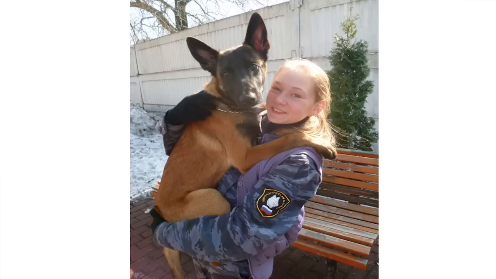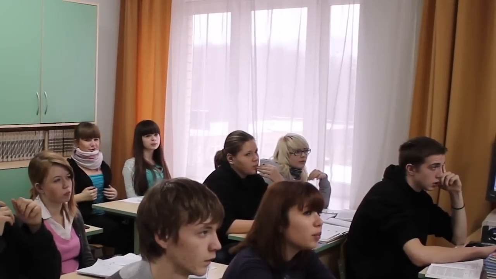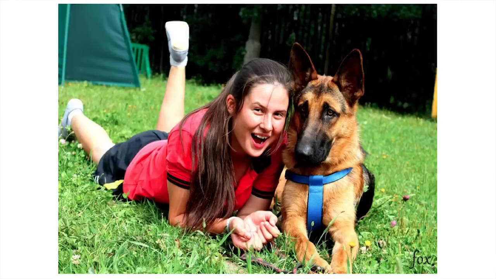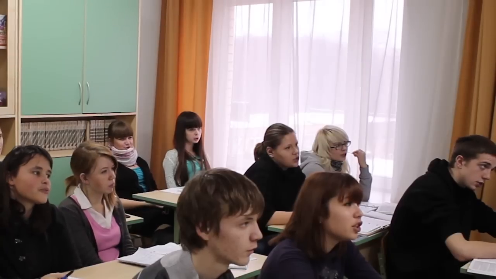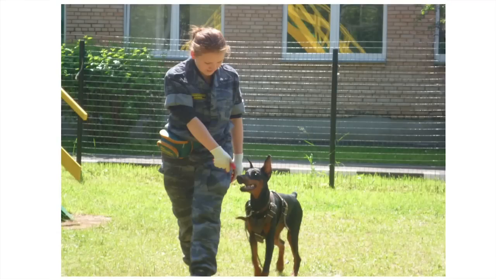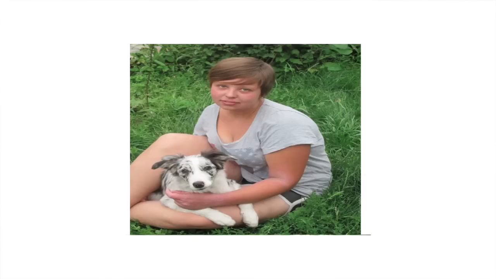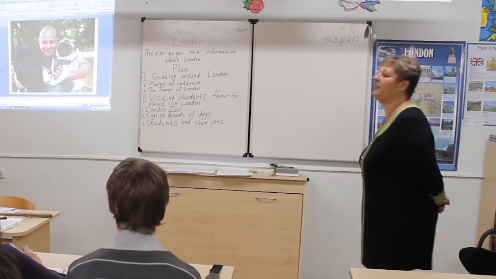What breed is it? It's Julia with her dog. What breed? German. Malinois. Thank you very much. The next. It's Dasha. What breed? German Shepherd. Right. The next. Fyodorova. What kind? Doberman. Right. It's her dog, Doberman. It's Nastya with Border Collie. Right. You are the next, please.